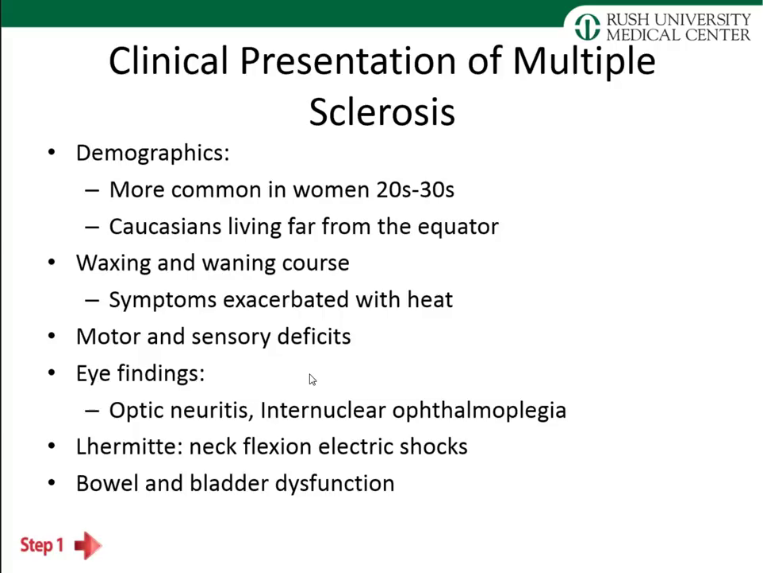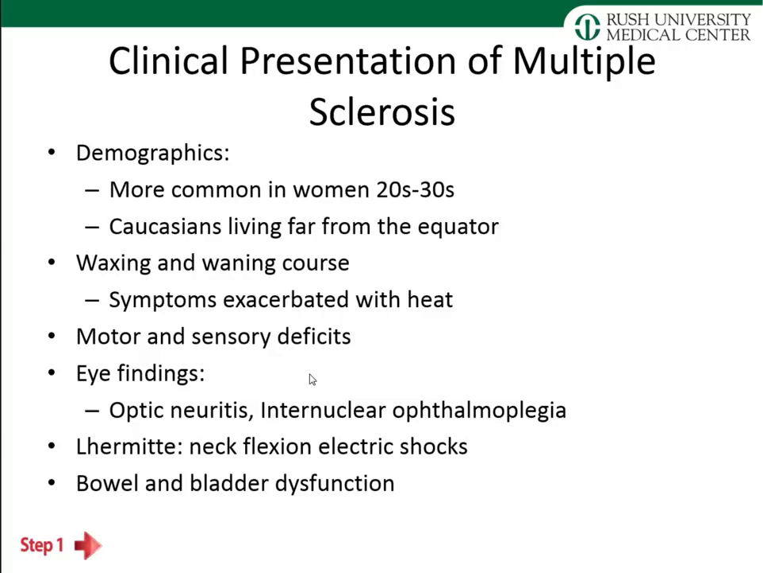Multiple sclerosis patients tend to have a waxing and waning course, and you'll want to ask them whether their symptoms are exacerbated with heat exposure. These patients tend to have motor and sensory deficits, and they tend to have characteristic eye findings, which we'll go to in detail in a couple slides. These findings include optic neuritis and internuclear ophthalmoplegia.